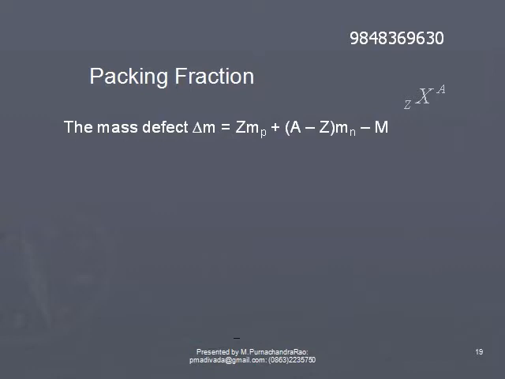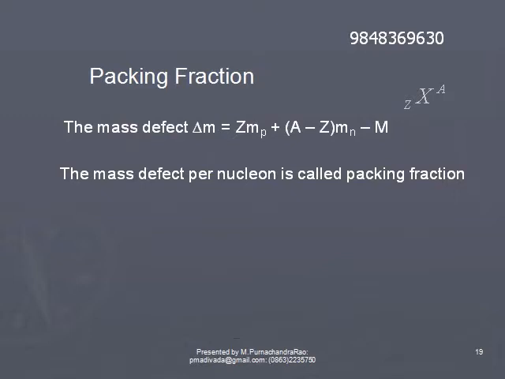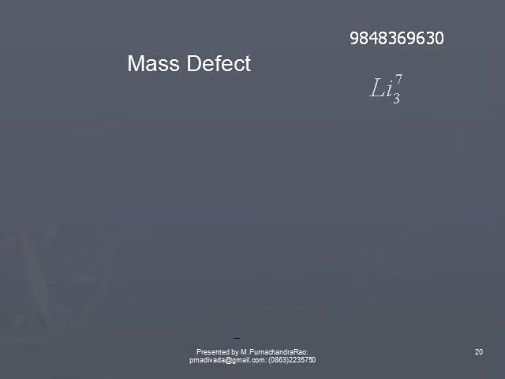The mass defect per nucleon is termed as packing fraction. Mass defect is delta M and mass number of the nucleus is capital A. Therefore, packing fraction is delta M by capital A. Mass defect divided by mass number.